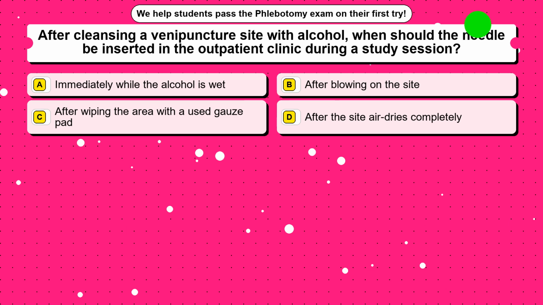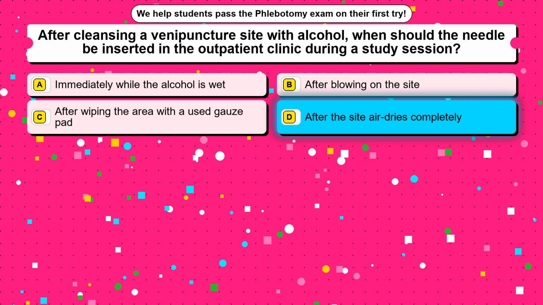Question 19. After cleansing a venipuncture site with alcohol, when should the needle be inserted in the outpatient clinic during a study session? Option A. Immediately while the alcohol is wet. Option B. After blowing on the site. Option C. After wiping the area with a used gauze pad. Option D. After the site air dries completely.